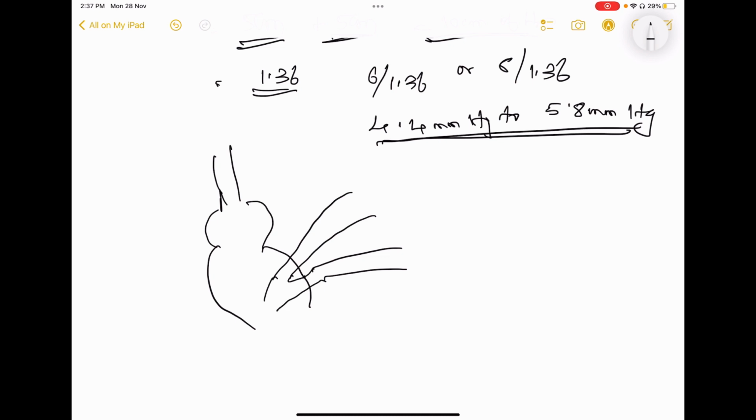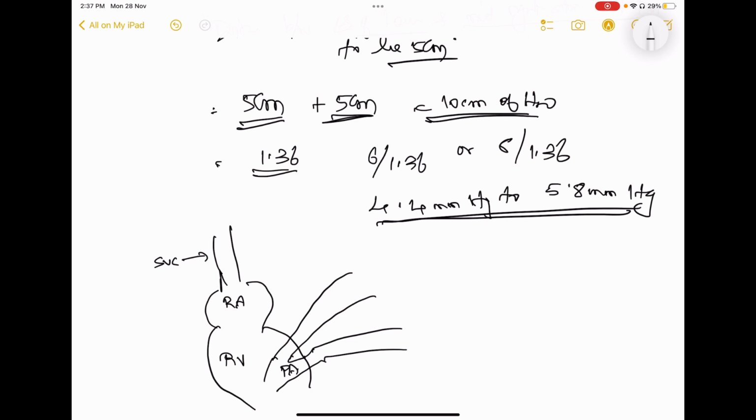So this is obviously a very basic diagram. This is the SVC, and this is the right atrium, this is the right ventricle, and this is the pulmonary artery which comes from the right ventricle. And this SVC is formed by the merging of different brachiocephalic veins, and also obviously the IJV. So this is the IJV.